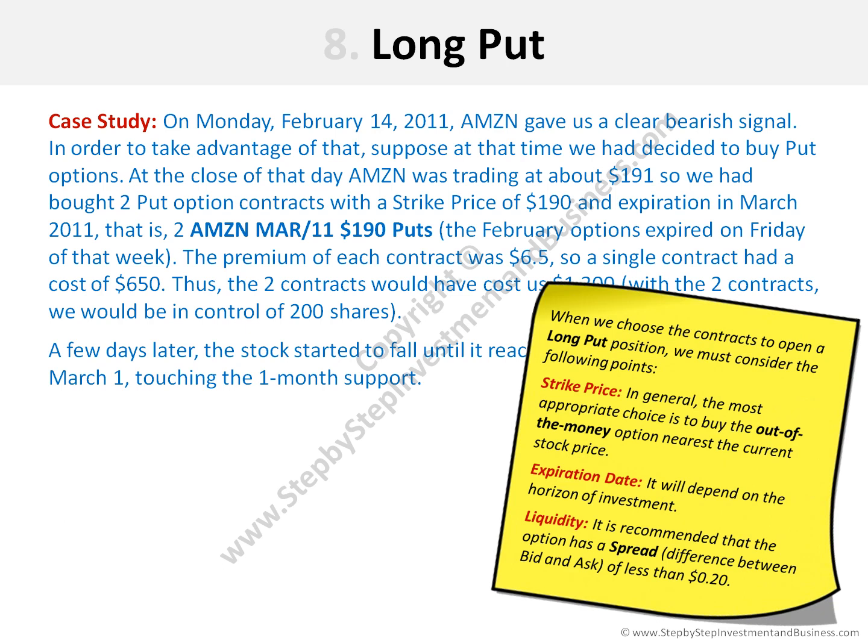The expiration date will depend on the horizon of investment. And regarding liquidity, it is recommended that the option has a spread, that is, a difference between the bid and ask prices, of less than 20 cents. In our case, the put options we bought were out of the money because their strike price was lower than the stock price. The strike price was $190 and the stock price was $191.